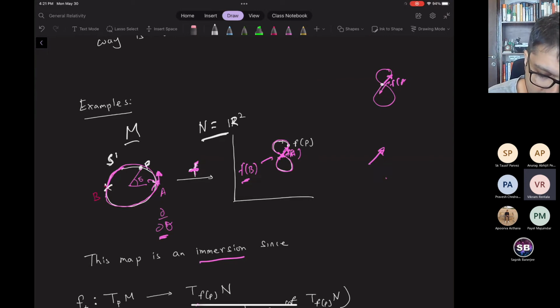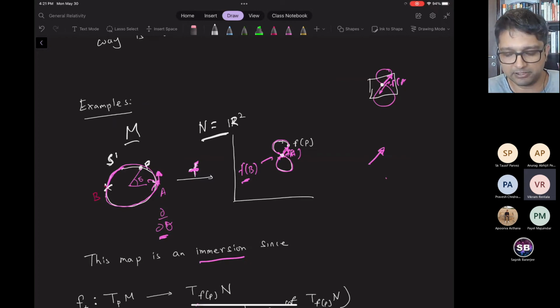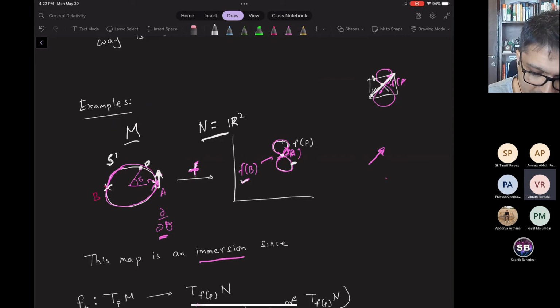Now in general, if I think about R2, I have a 2D tangent space at any point, so at the same point I have a bigger tangent space. But when I'm mapping tangent vectors at A to tangent vectors at F of A, I'm picking out a 1D subspace of tangent vectors. Similarly, when we come back to B, we're picking out a 1D subspace of tangent vectors, but this is a different 1D subspace.